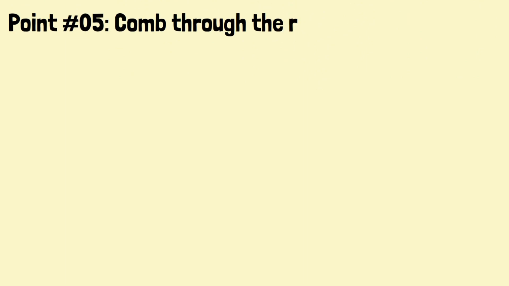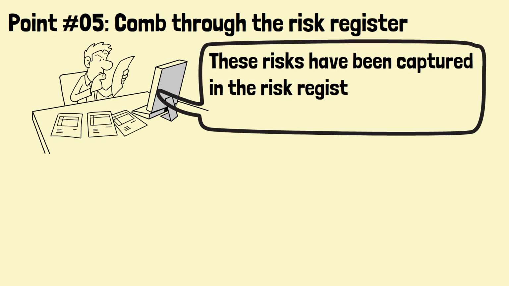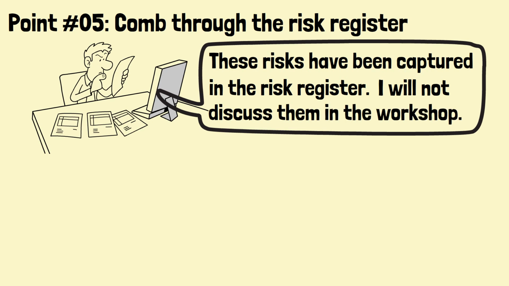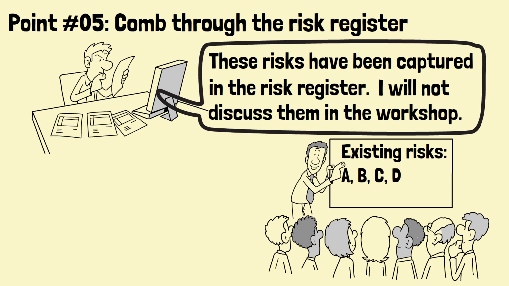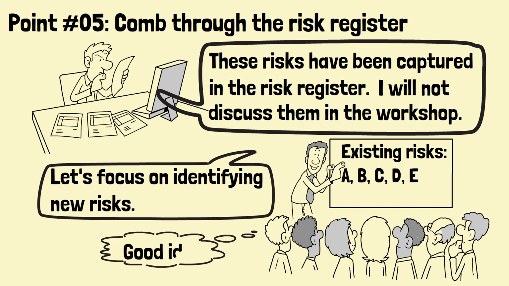Point number 5. Comb through the risk registers. The risk facilitator should read the current risk register. The purpose is to understand what risks, especially those critical ones, have been identified and worked on. This will help the facilitator to put the focus on new risks during the risk workshop, instead of discussing risks that already exist. The participants are more likely to be intrigued by new risks.